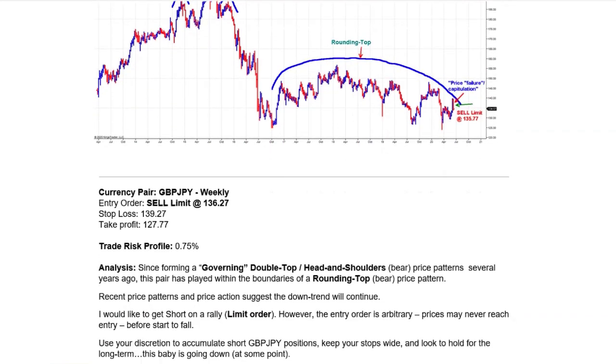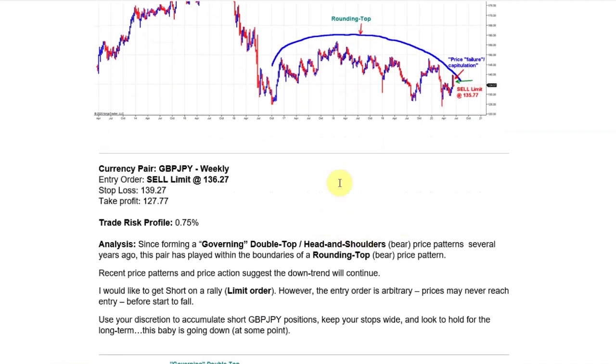So just to go over, a couple days ago, I recommended a sell limit in the pound yen. I'll talk about why I recommended the limit order with stop loss and take profit provisions, based on a governing double top and head and shoulders bear price pattern and an interim rounding top bear price pattern. And then I said I'd like to get short on a rally, which is basically a limit order.